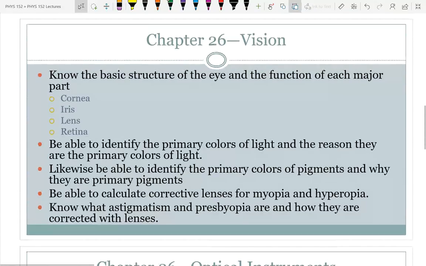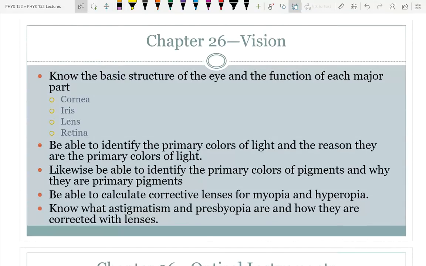All right, chapter 26, vision. Now we didn't talk about cameras, so it's just vision for chapter 26. So we have the pieces of the eye, the cornea, the iris, the lens, the retina. Know what each one does that's important for our vision. So very quickly, let's just say, what is the most important thing about the cornea for our vision?